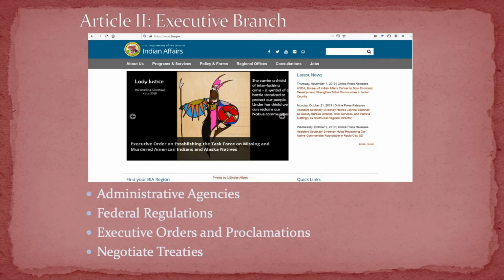The executive branch. So this affects tribes immensely and has over the ages, because besides the executive having the authority to negotiate treaties, there are those administrative agencies that are put in place to carry out portions of the treaties, and the federal regulations that create the procedures. Executive orders and proclamations can come out from the executive office and even create reservations for specific Indian tribes.